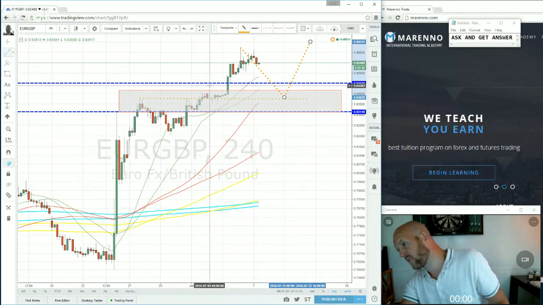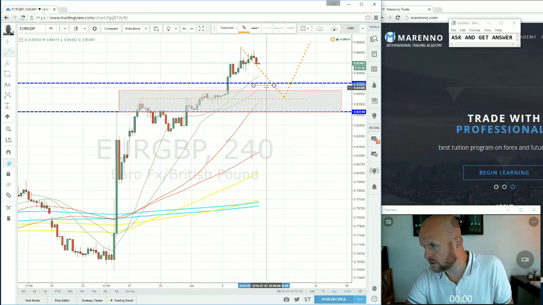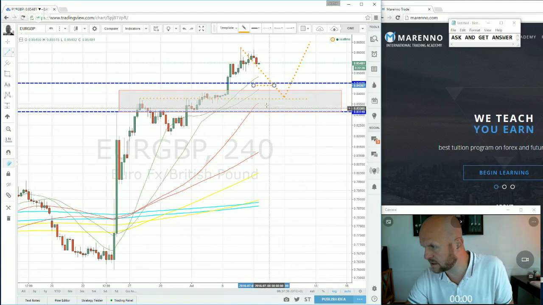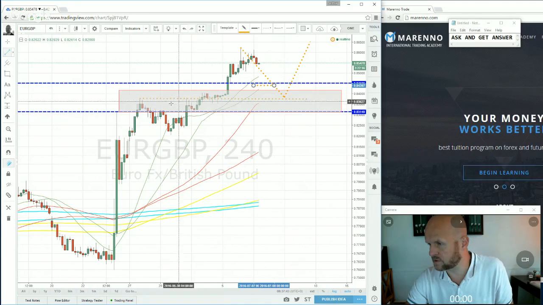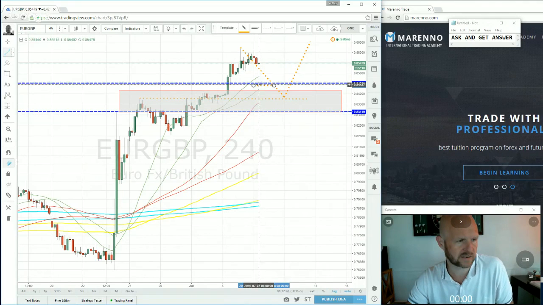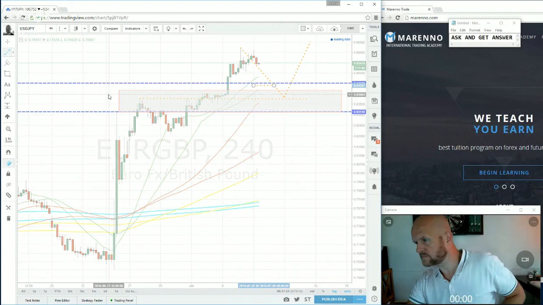Or if the price is closed below this level here, the possibility of going down and testing at least this level here is possible. So we have to watch it. It will be messy, I think. There won't be any clear signals here or something like this. All right, so let's go further.